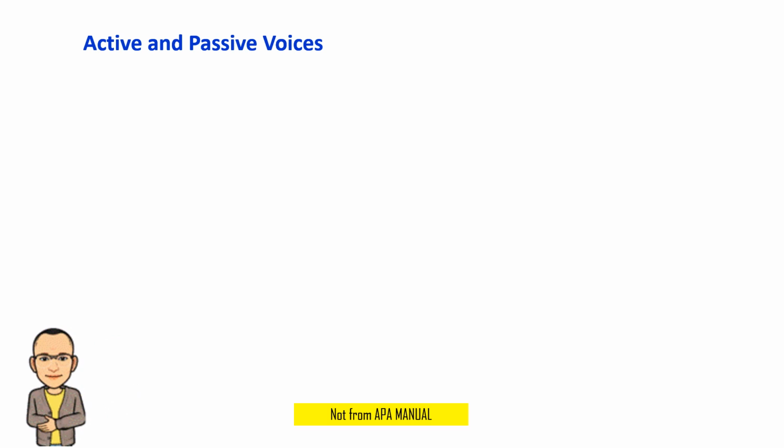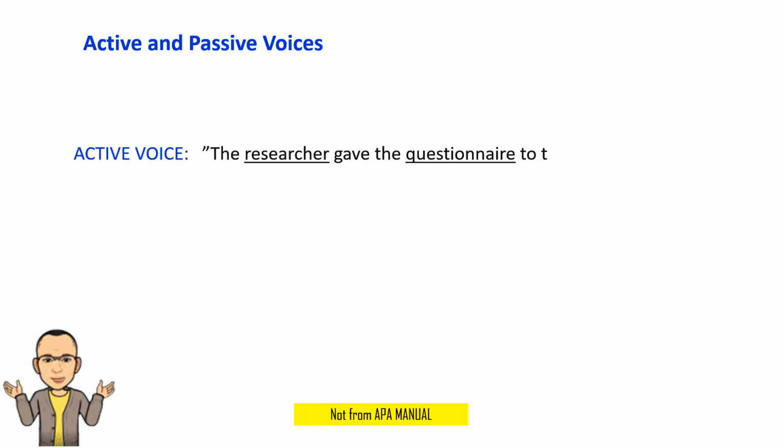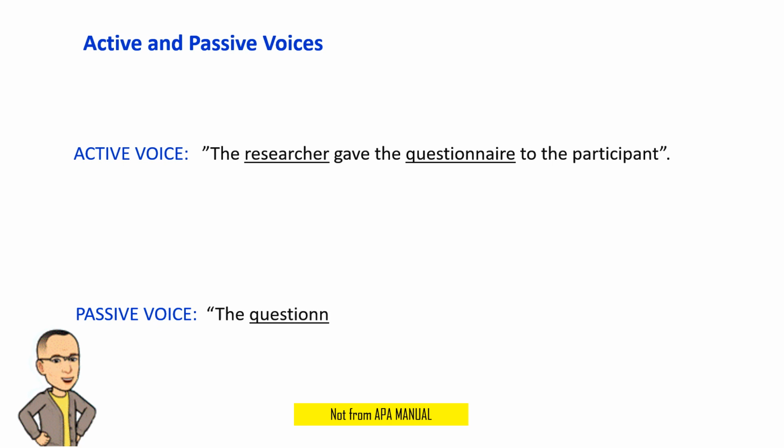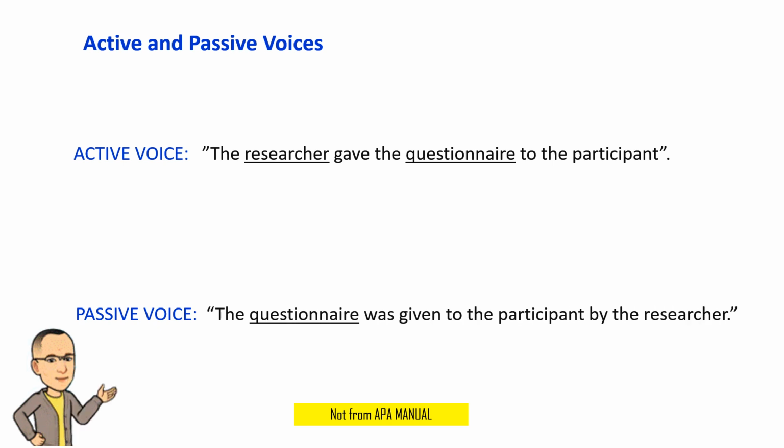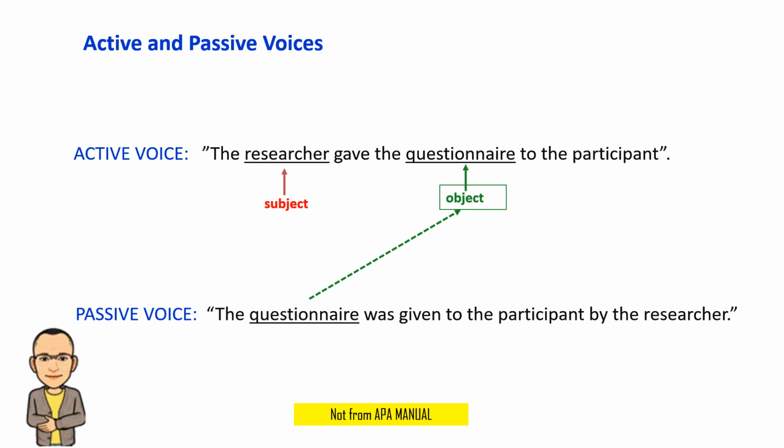To further illustrate, the researcher gave the questionnaire to the participants is an example of active voice. In contrast, the questionnaire was given to the participants by the researcher is passive voice. Active voice highlights the researcher as the one performing the action, whereas passive voice directs attention towards the questionnaire as the recipient, rather than the initiator of the action.